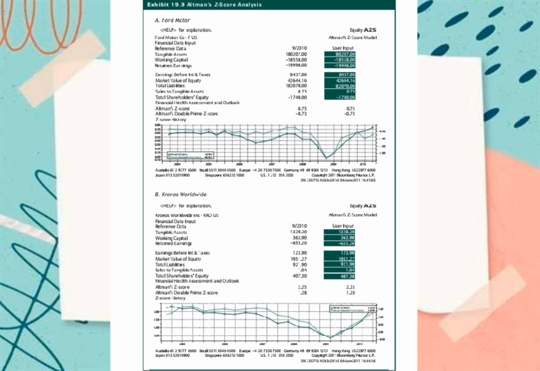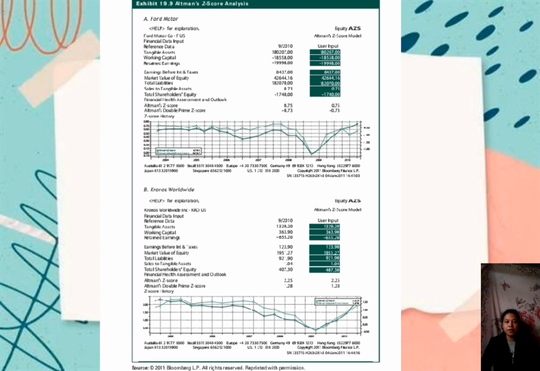A lower Z-score suggests a higher risk of bankruptcy. In this example, both companies have relatively low Z-scores, indicating some level of financial distress. The exhibit's data and charts allow for a comparison of two companies' relative financial health and risk profiles.